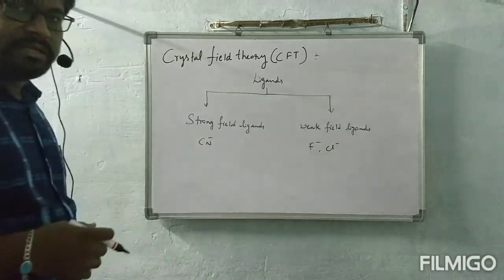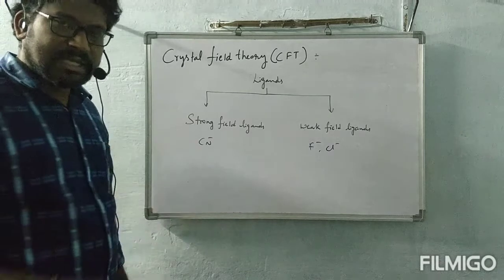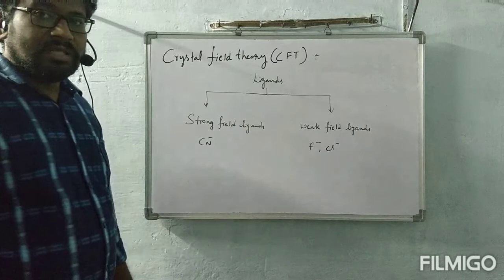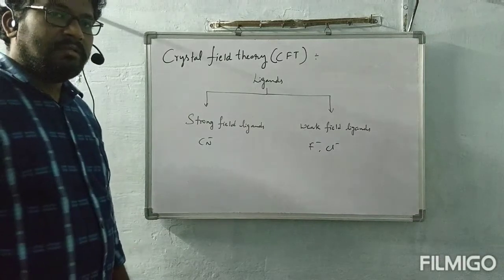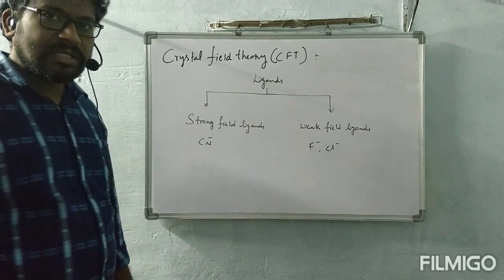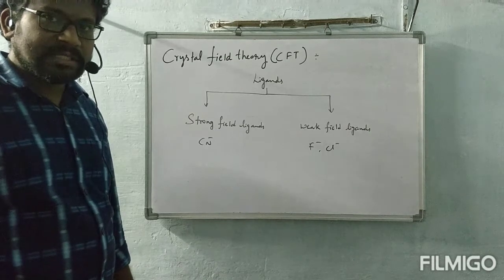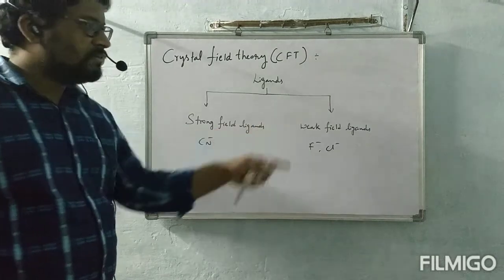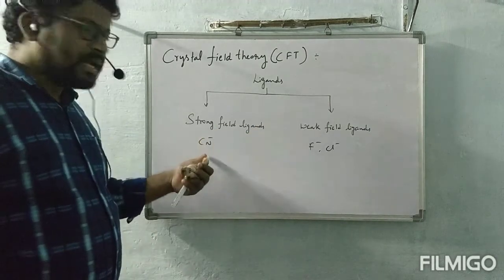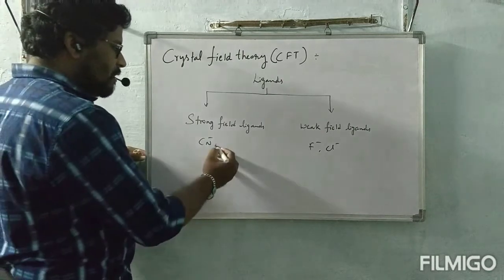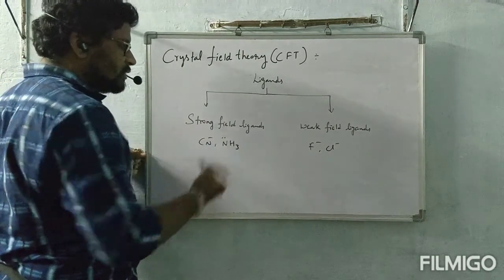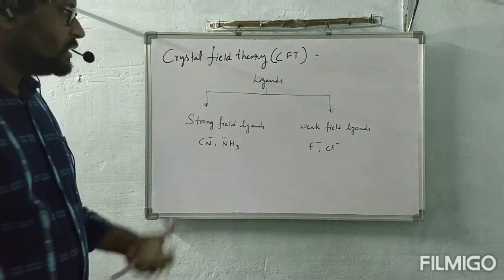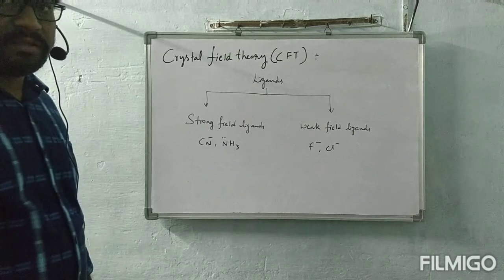That order is also there, that is called spectrochemical series. In the next class I will say that order. Before that, crystal field theory, this is one of the drawbacks in valence bond theory. Valence bond theory could not classify ligands into strong ligands and weak ligands, but crystal field theory made those ligands into two categories, strong field ligands and weak field ligands. Example for strong field ligand, CN minus, NH3 is also a strong field ligand. Weak field ligands F minus and Cl minus. This point was also successfully given by CFT.